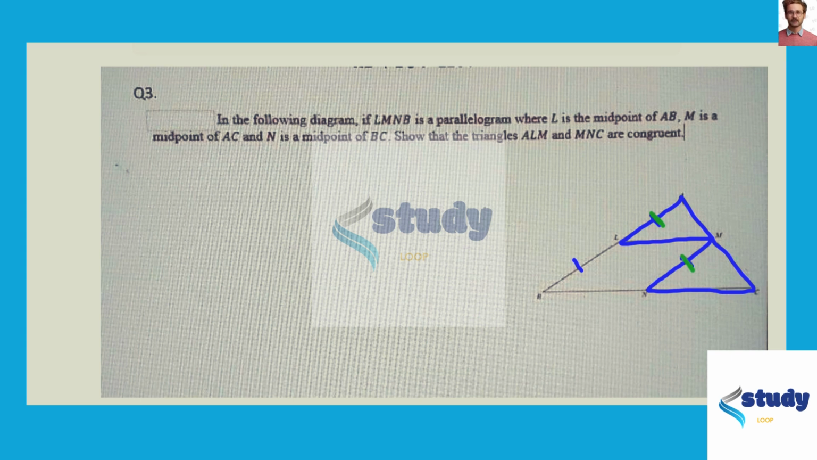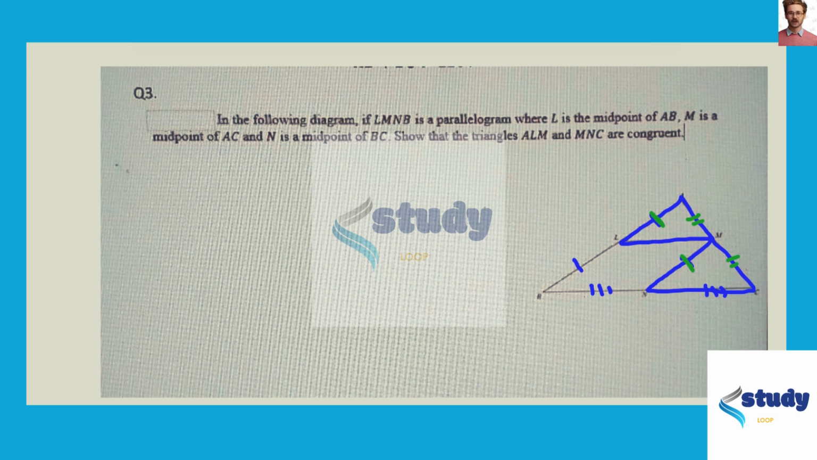M is the midpoint of AC. Excuse me, M is the midpoint of AC, yes. So by the definition of midpoint, AM and MC are congruent. And N is the midpoint of BC. So by the definition of midpoint, BN and CN are congruent.